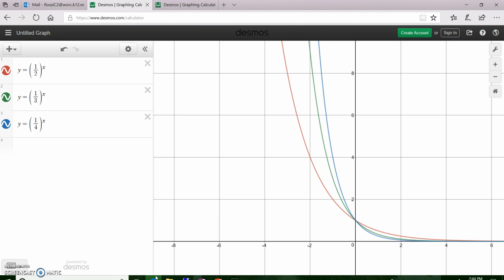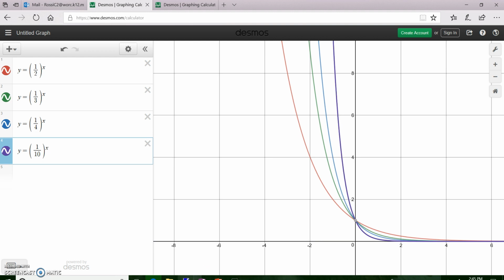When I go from a half to a third, my graph is decreasing at a quicker rate, and it still levels off at 0, but it's steeper here. As I go to an even smaller decimal, 0.25 to the x, it's decreasing at an even faster rate. It still levels off, but if I were to do something like y equals 1/10 to the x, that's going to be a super steep decay here.